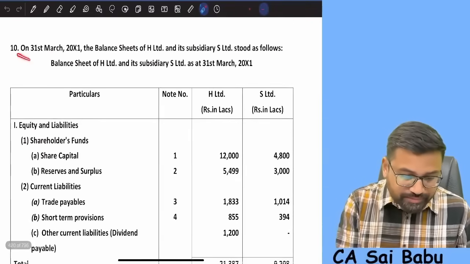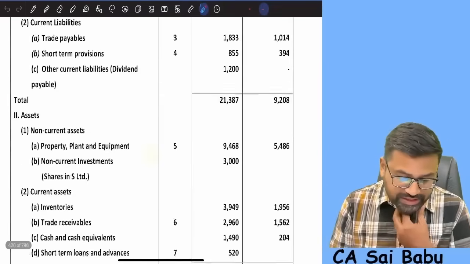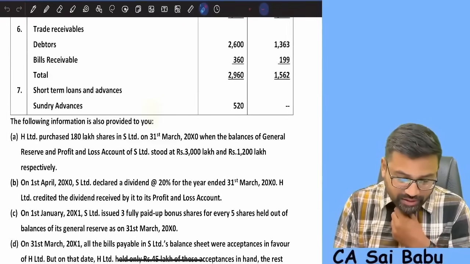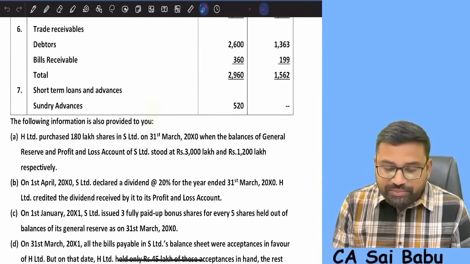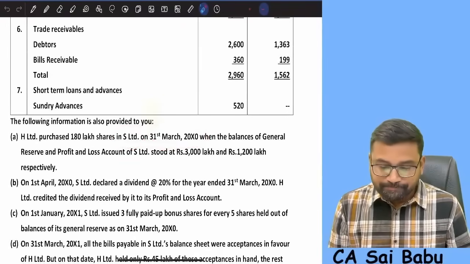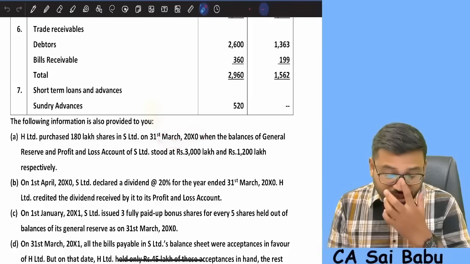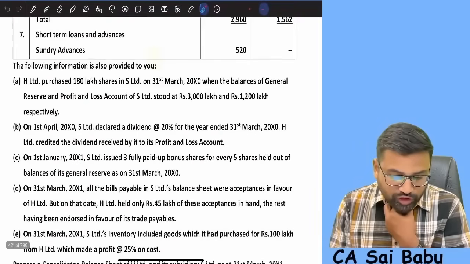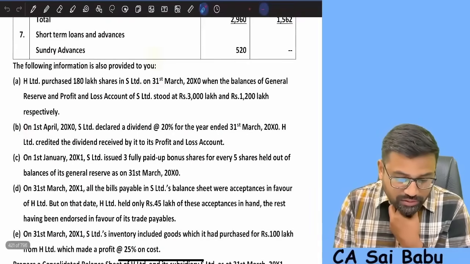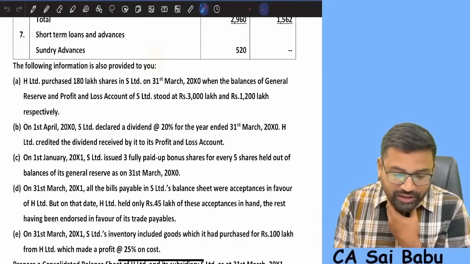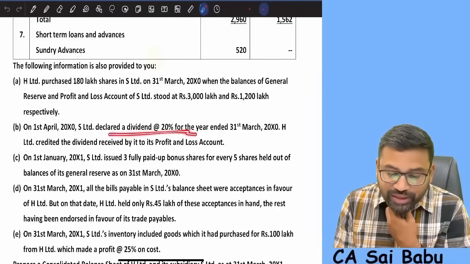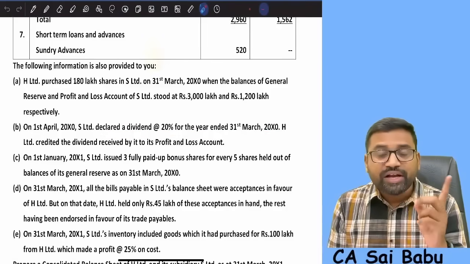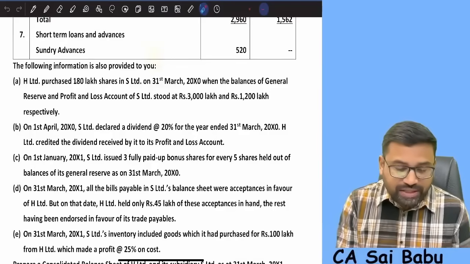Question number 10. In this case, parent company H Limited acquired subsidiary company S Limited on 31st March 2010. Sorry, the date of acquisition is 31st March 2010. Now if you observe point B, on 1st April 2010, S Limited declared a dividend at 20% for the year ending 31st March 2010. The dividend relating to the last year is declared on 1st April 2010.